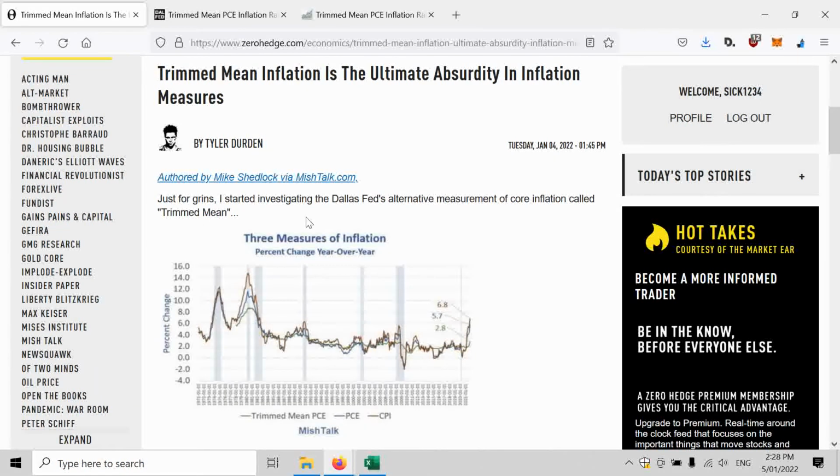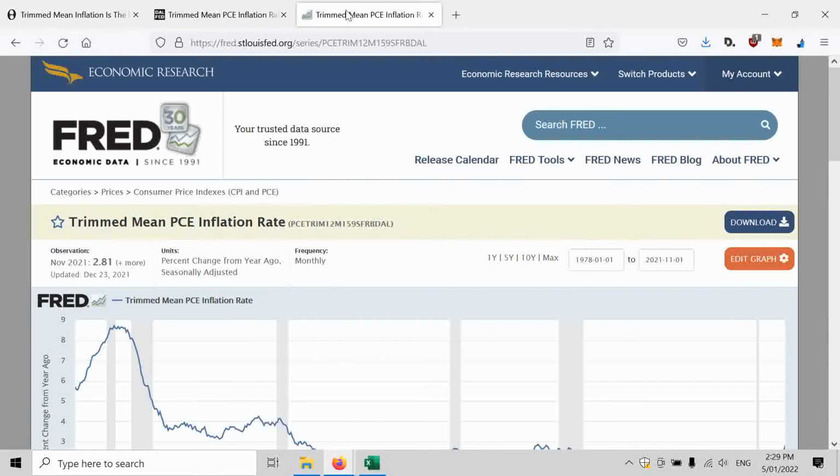Hello everyone. In the bizarre list of statistics and measures provided by the Federal Reserve, trimmed mean inflation is another addition. So before we go through this article, let's try to understand what trimmed mean inflation is, and then we'll come back to it.